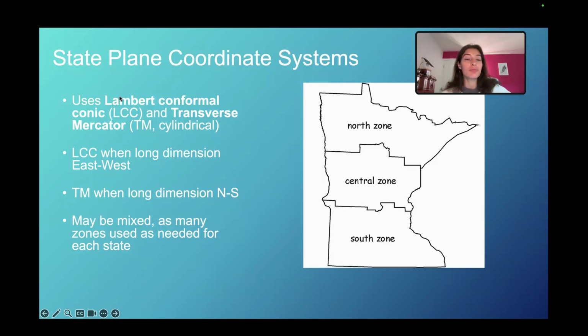It uses the Lambert conformal conic and transverse Mercator projection. The Lambert conformal conic is when the long dimension is east to west. The transverse Mercator is when the long dimension is north to south. So they can be mixed. It's as many zones as are needed for each state.